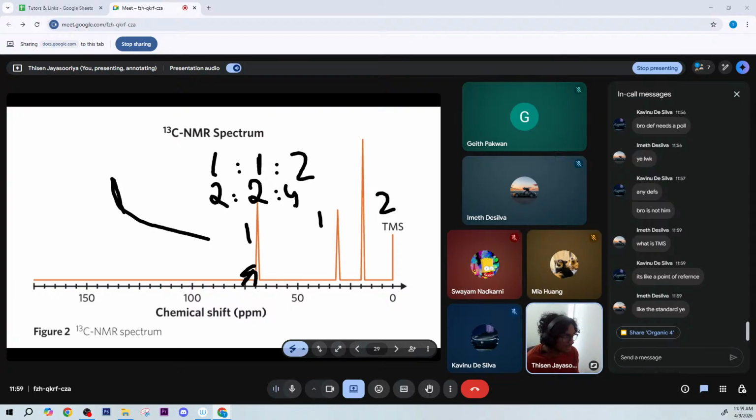It could easily be 2, 2, 4. There could be 2 carbons in one environment, 2 carbons in another, and 4 carbons in this first environment.